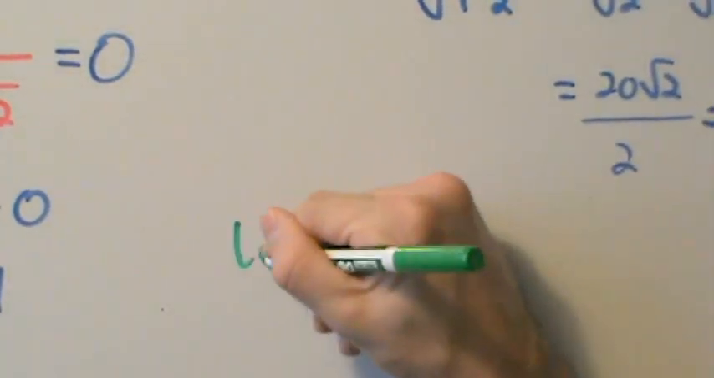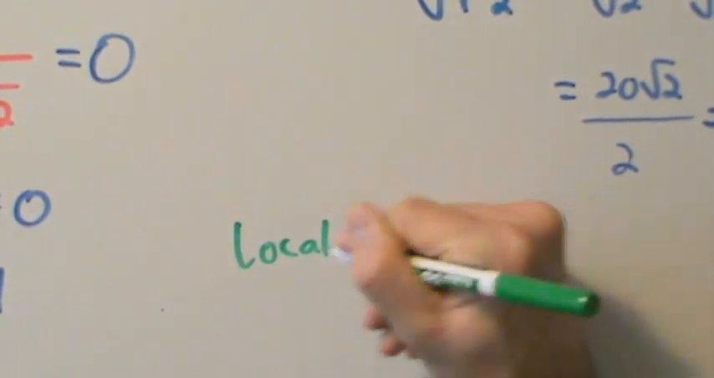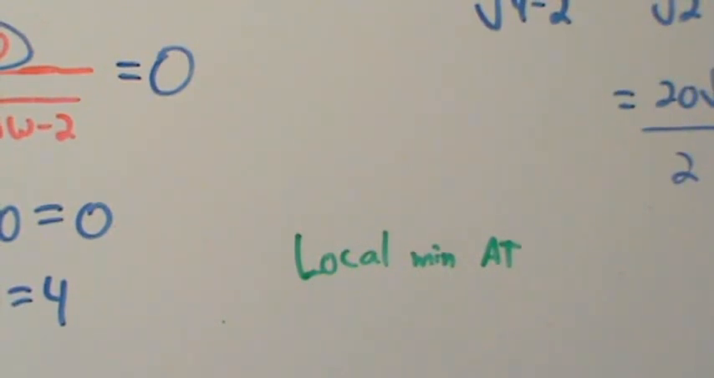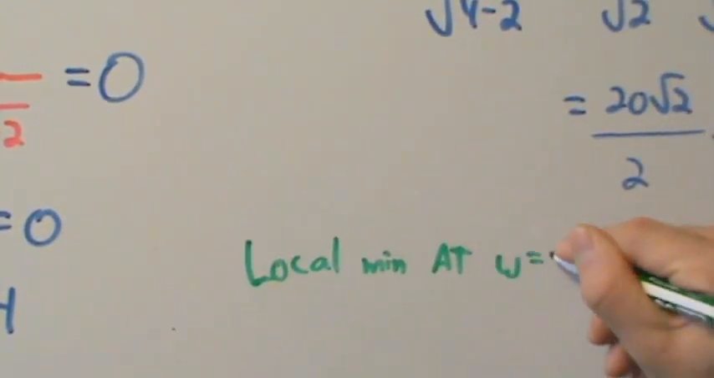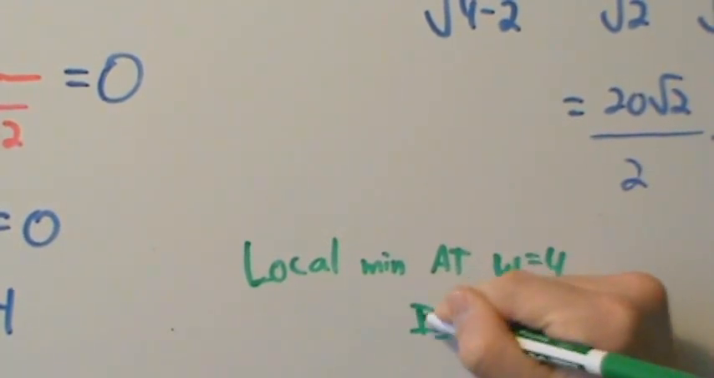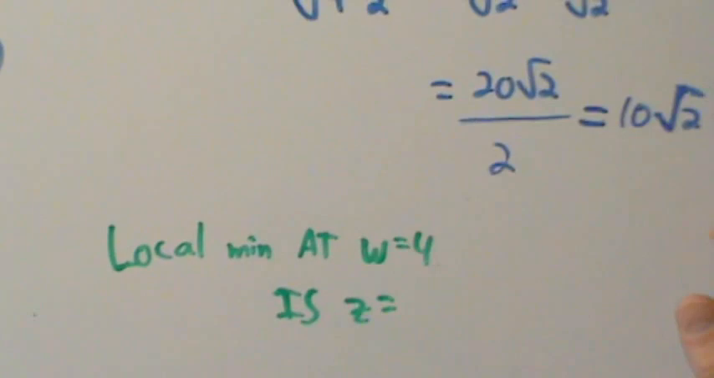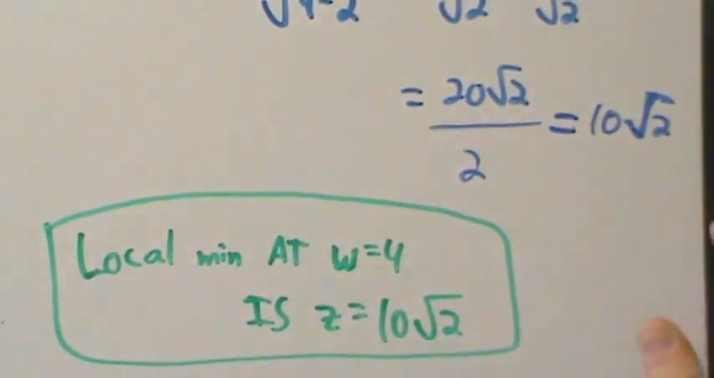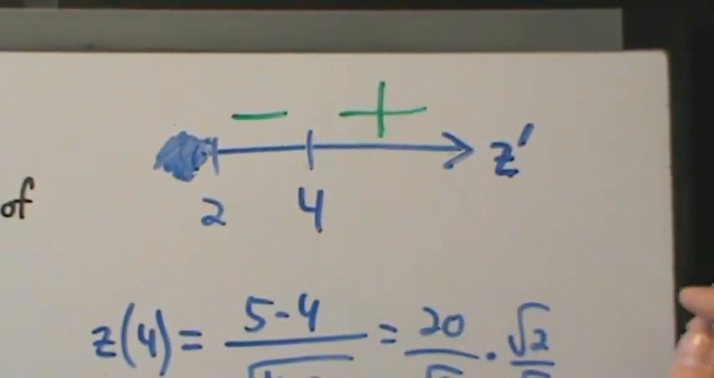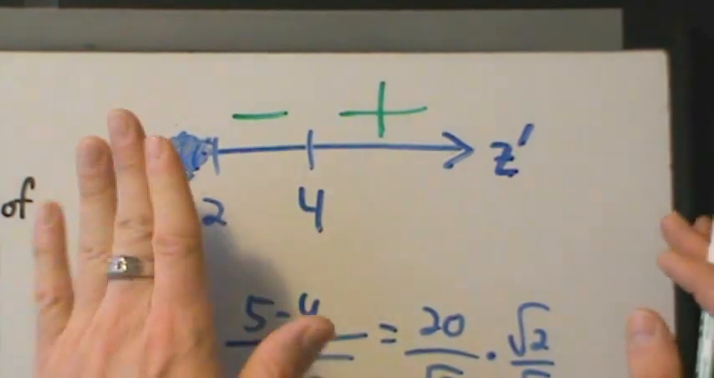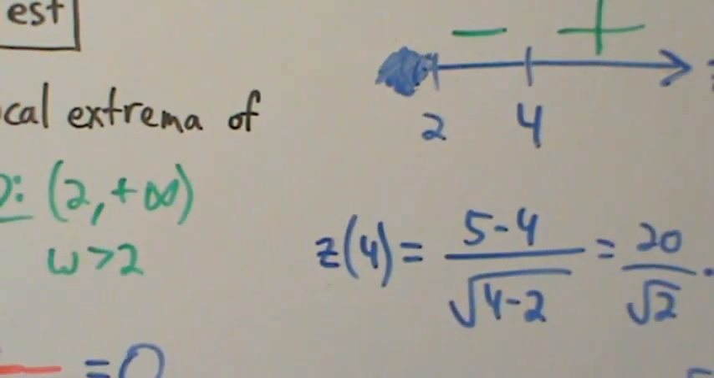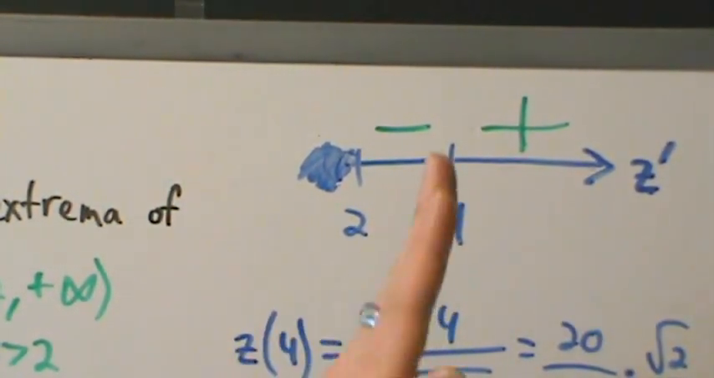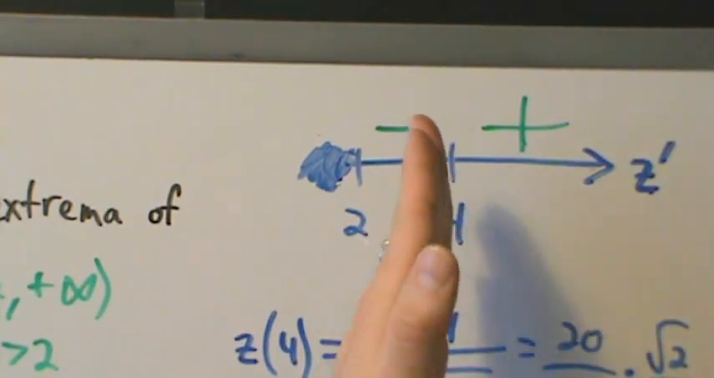So local min at, so our variables are not x and y, but they're z and w. So local min at W equals 4 is Z equals 10 root 2. And there actually are no local maxes, right? So this is the only thing happening here, so there's no local maxes. And 2 doesn't count as a local max or anything really, because 2 is just where the domain restriction happens. So W has to be strictly greater than 2. So that's just here to mark off the domain, basically. So only critical point was 4, and that's where we have a local min.